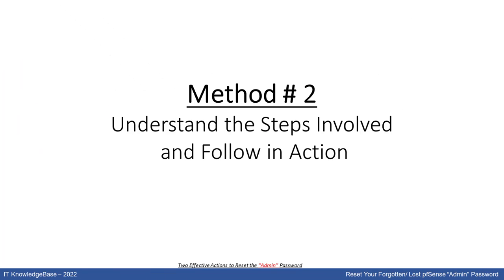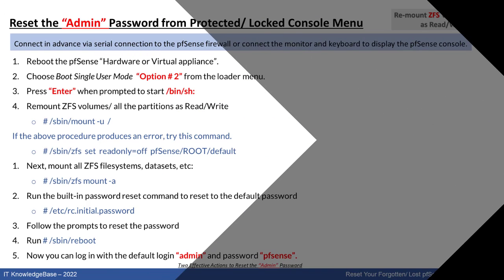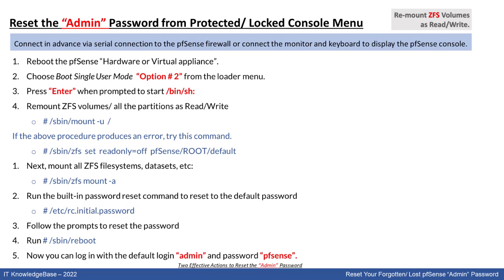Method number 2, understand the steps involved and follow in action. Reset the admin password from the protected locked console menu, and this is for remounting ZFS volumes as read-write. Connect in advance via serial connection to the pfSense firewall, or connect the monitor and keyboard to display the pfSense console. If you are accessing your pfSense firewall over the network, then it's fine. Reboot the pfSense hardware or virtual appliance. Choose boot single user mode, option number 2 from the loader menu.